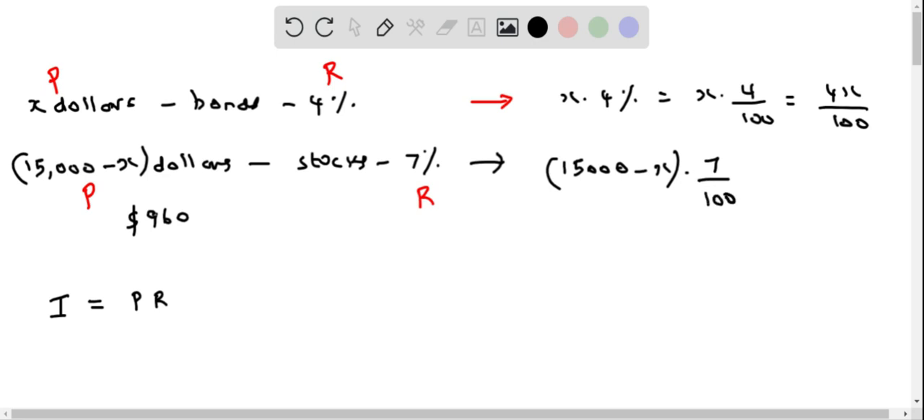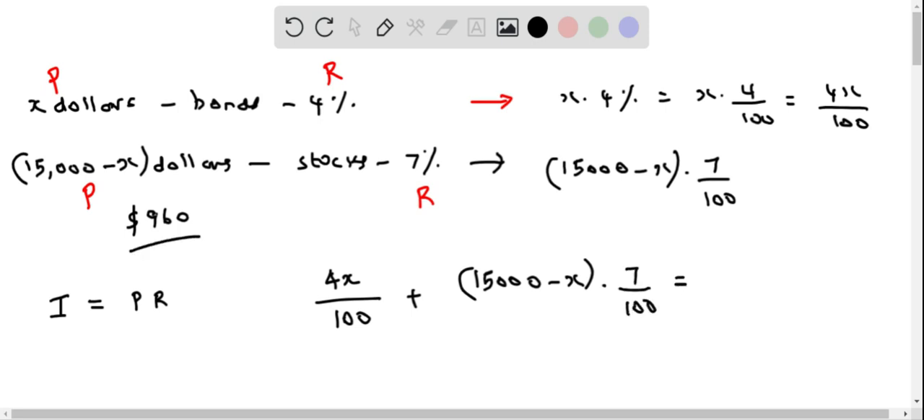Now we add these two interests so that we get the total interest as 960. So let's formulate the equation. In the first case we have 4x by 100 as the interest earned from the first account, and for the second account we get 15,000 minus x times 7 by 100. So when we add these two interests, the total interest that we get is $960. So I write this as 960.